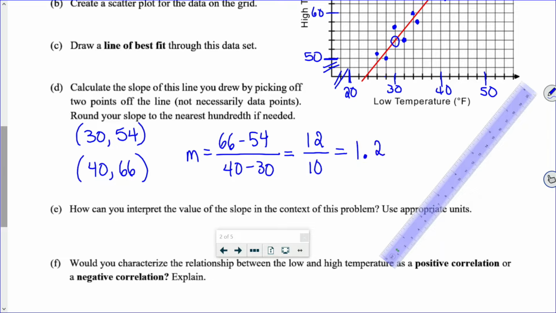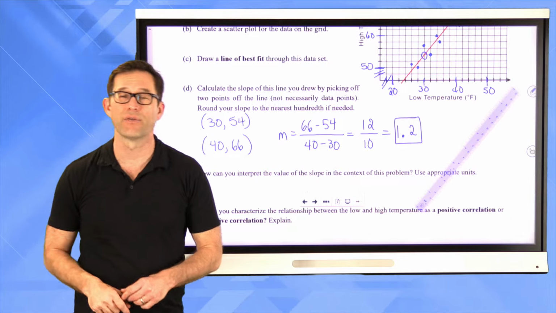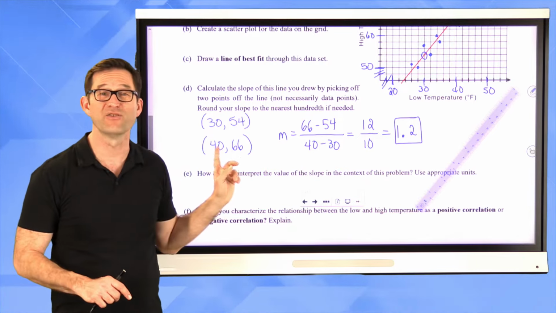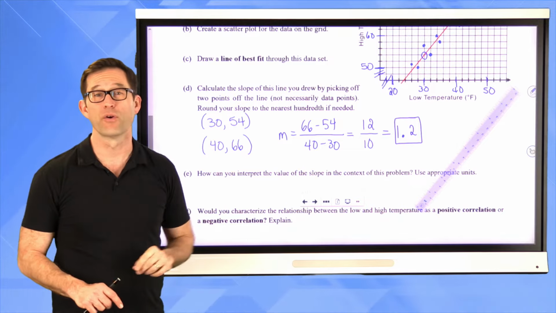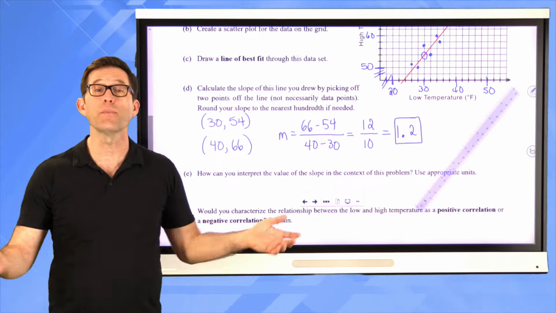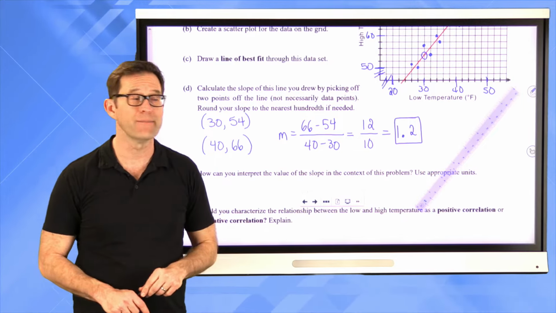and when I divide it, it's going to be 1.2. Again, I didn't need to round mine at all, and it actually says round to the nearest hundredth if needed. I don't need to round mine to the nearest hundredth. And again, I just got lucky. I just drew the line of best fit, and the 2 points I pulled off were different by 10 units, so that made this division work out very nicely. So my slope is 1.2, all right?